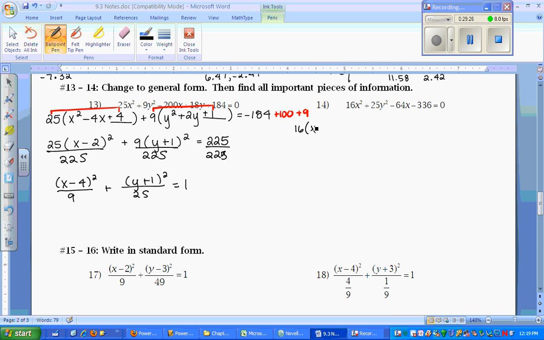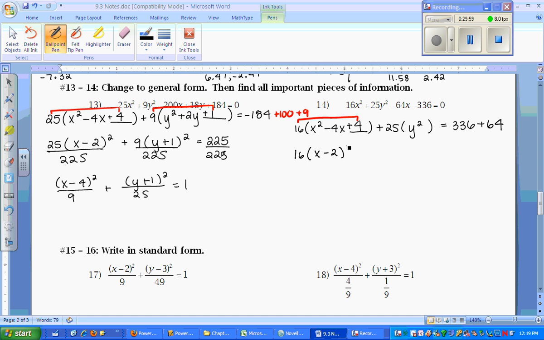Number 14, I factor 16 out of my x's, so I get x squared minus 4x. I factor 25 out of my y's. There's only a y squared. I bring 336 over to the other side. I complete the square and add 4, and make sure I multiply it by the 16 out in front, so I actually write 64 on the other side. And the y squared, you don't need to complete the square because there's no linear term.